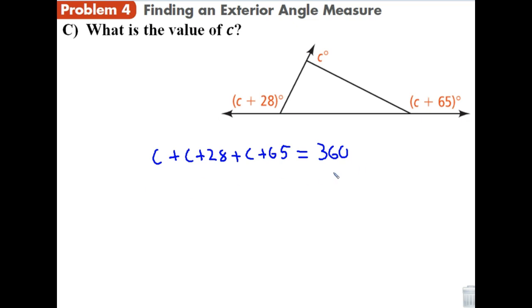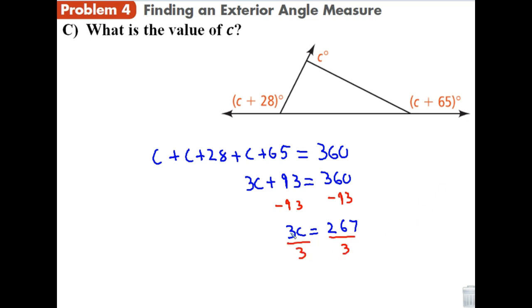And then I can just solve this equation. That's going to give me my value for C. Combining like terms, there are 3 C's, plus 28 plus 65 will give us 93. We can subtract 93 from both sides to give us 3C is equal to 267. Then divide both sides by 3, leaving us with C is equal to 89.